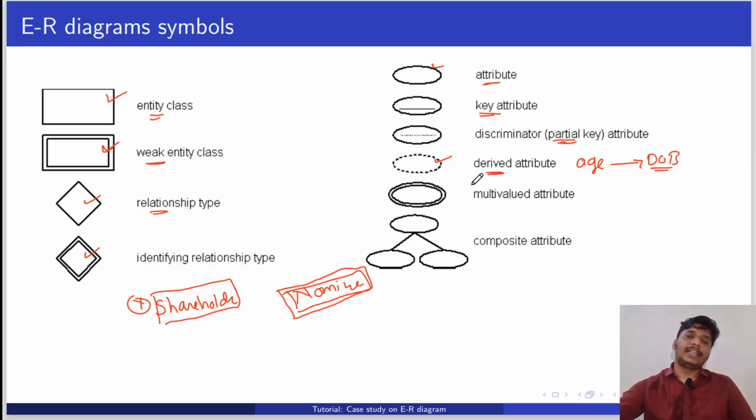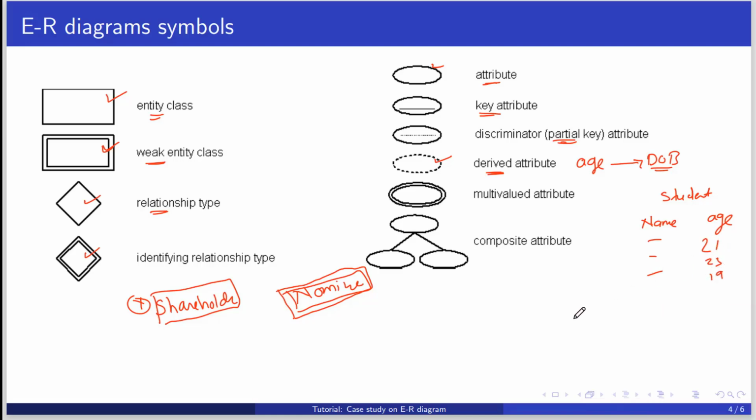So why do we need this derived attribute? Say suppose for example there is a student table, and it has two columns, that is name and age. There are three entries, 21, 23 and 19. Now in 2021 I need to find out the name of a student whose age is greater than 21. I can easily find that, but can I use the same table in 2025 also?